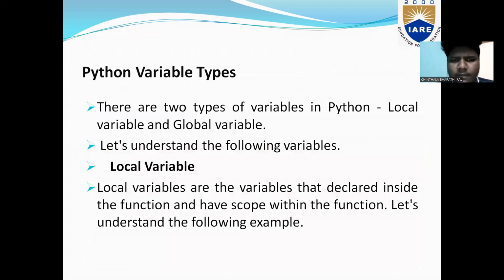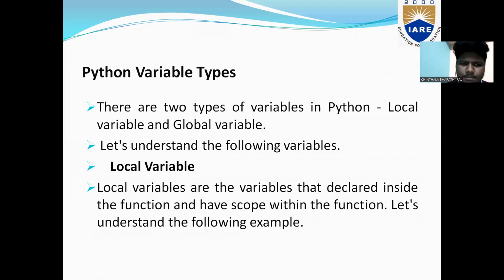Now, Python variable types. There are two types of variables in Python, that is local variable and global variable. Let us understand the following variables. First of all, we discuss local variables. What is a local variable? Local variables are the variables that are declared inside the function and have scope within the function. That is what is meant by local variable.